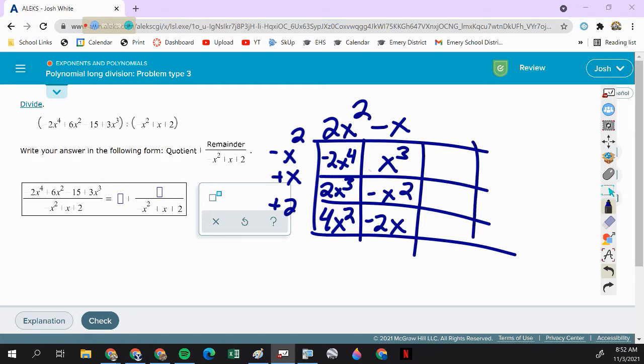Add a column. Those three have to add up to be 6. 4 minus 1 is 3. How many more do I need to reach 6? 3 more. So 3x squared. Now I pull out a negative and an x squared, and I get minus 3. Negative 3 times x is negative 3x. Negative 3 times 2 is negative 6.